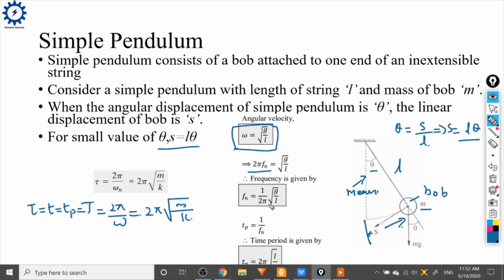2 pi fn equal to root g by l. So we will be getting the expression for frequency as 1 by 2 pi root g by l. We know Tp equal to 1 by Fn, so we will be getting Tps, which is equal to 2 pi into root L by g. Okay, this is the expression for time period in the case of a simple pendulum.